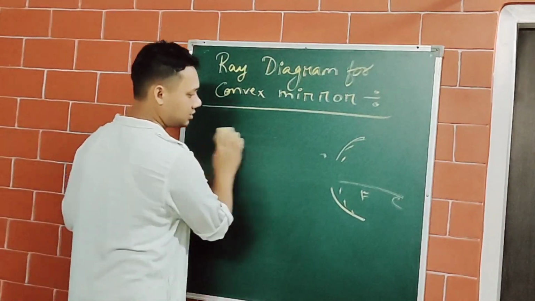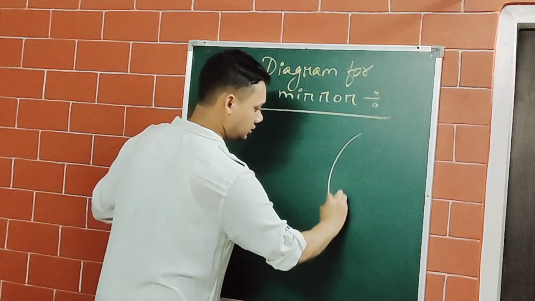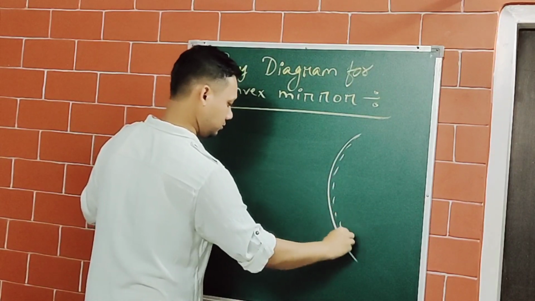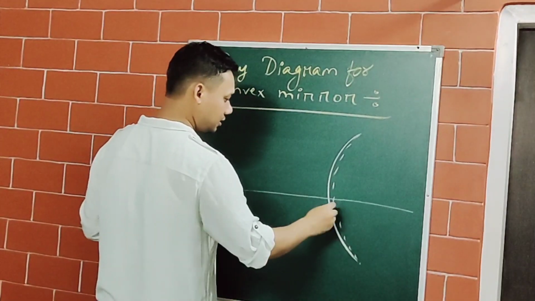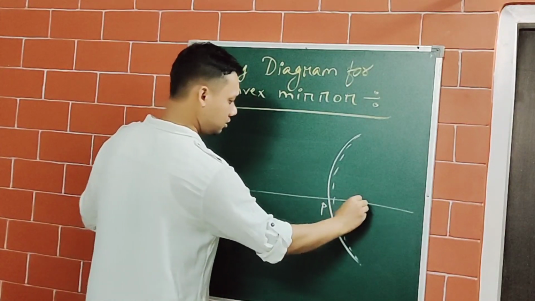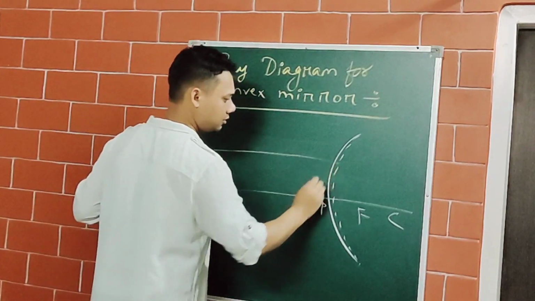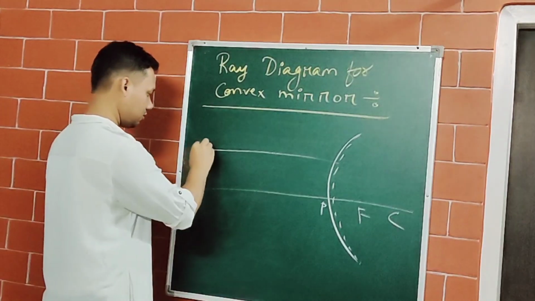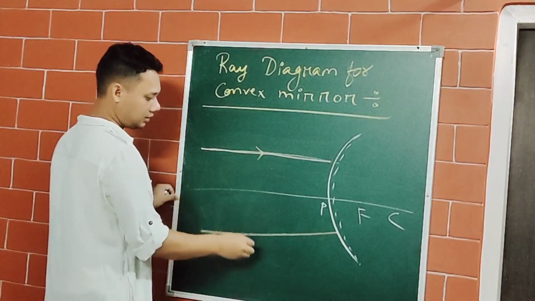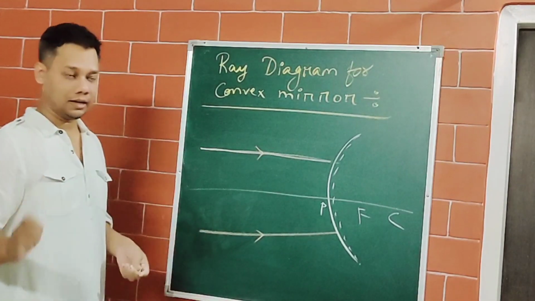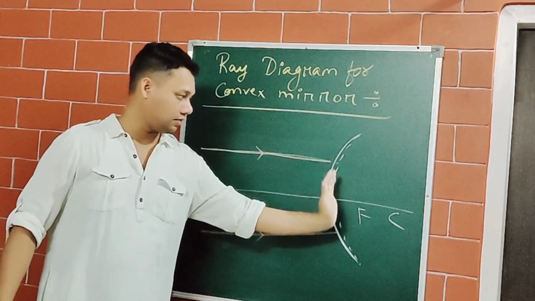The first position is infinity, of course. This is the convex mirror. This is the aperture, principal axis, pole, focus, center of curvature. Rays from infinity will come parallel. These rays are coming parallel. So in the rule we have learned that if a ray is coming parallel to the principal axis, then after reflection it will trace the path of the focus.